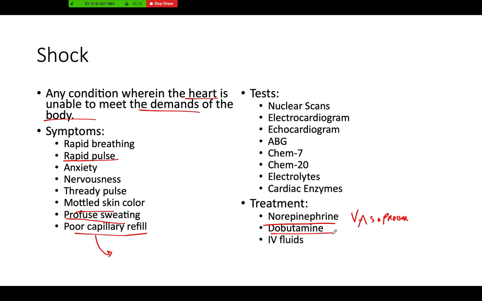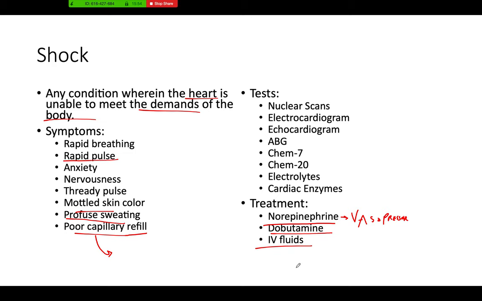Dobutamine is going to increase the strength of our heart contractions. And so if the cause of shock is because our heart is not contracting strong enough, if it's a cardiogenic shock, we can give dobutamine and our heart is going to start pumping much harder, pumping more blood with each pump and distributing that blood to the client's whole body. Okay, so norepinephrine is a vasopressor, and dobutamine is really more of a cardiac medication that can be used to increase blood pressure. Universally, these patients need to get IV fluids to raise their blood pressure.